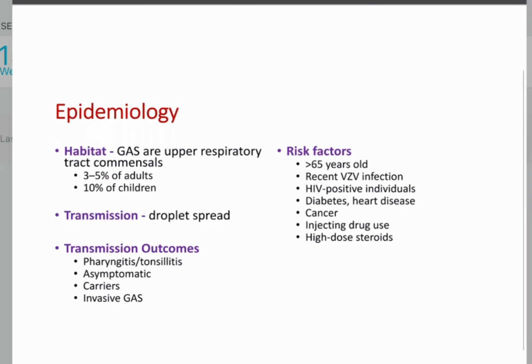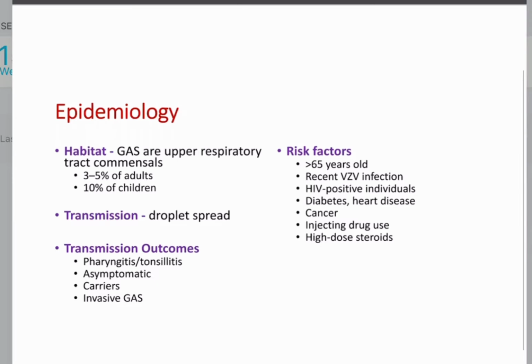There are various risk factors for acquiring group A streptococcus infection. The extremes of age, so mainly here the older age group, more than 65 years old, recent varicella zoster infection, because varicella zoster infection means immune suppression which is happening. HIV positive individuals, again immune suppression. Diabetes, again it is a part of immune suppression. Cancer, again immune suppression.